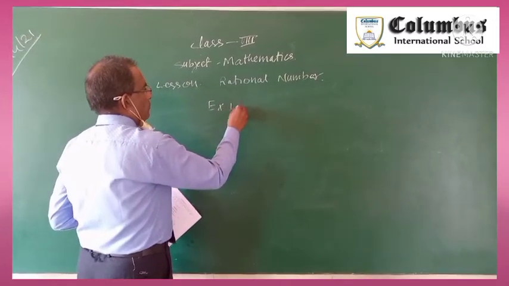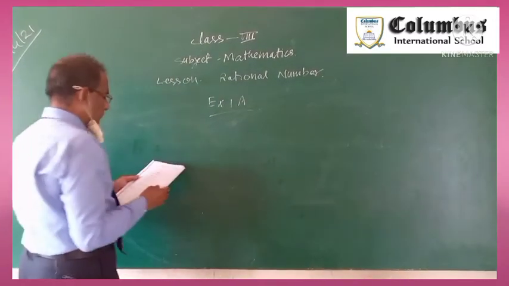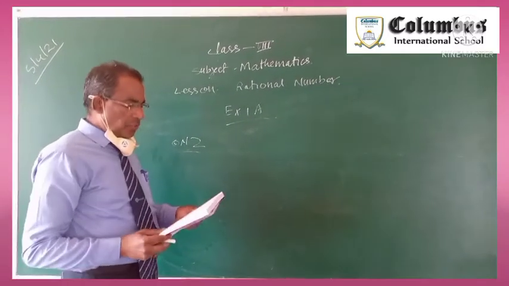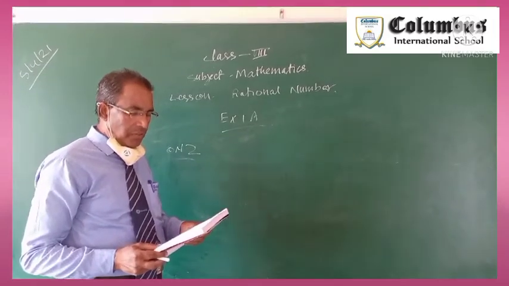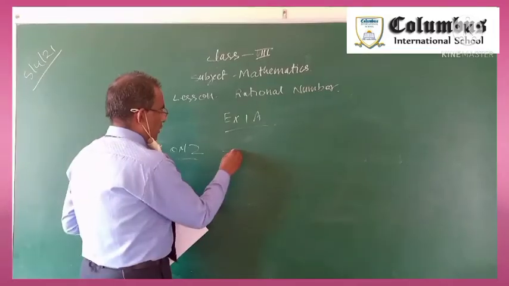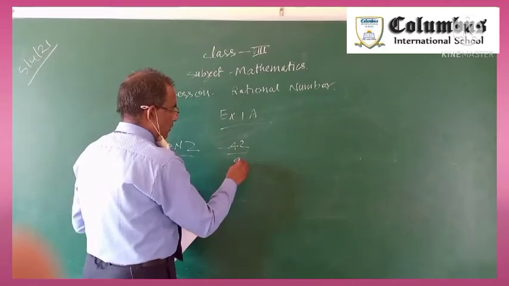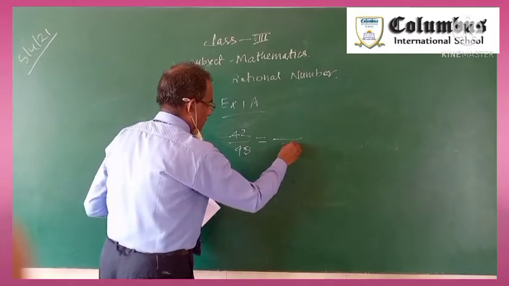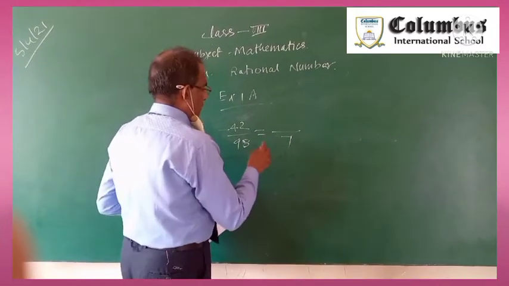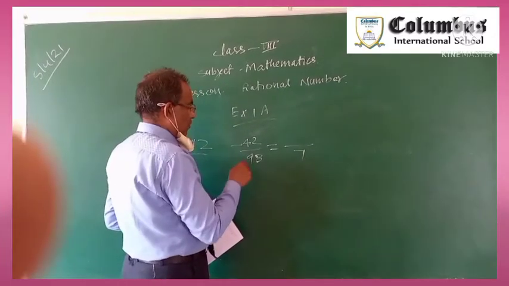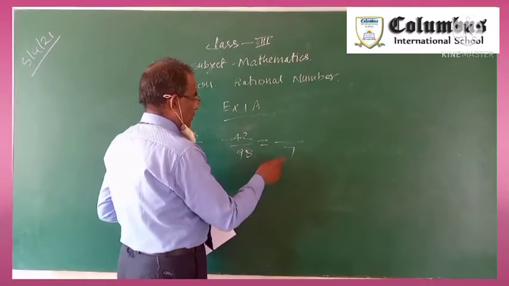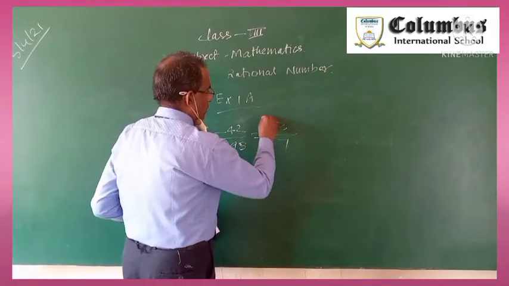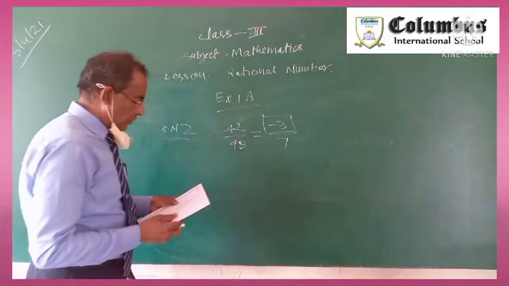Exercise 1A. Question number 2. Express minus 42 by 98 as a rational number with denominator 7. Minus 42 by 98, denominator 7. 14 times 7 is 98. So divide minus 42 by 14, that is minus 3. It is in the numerator.